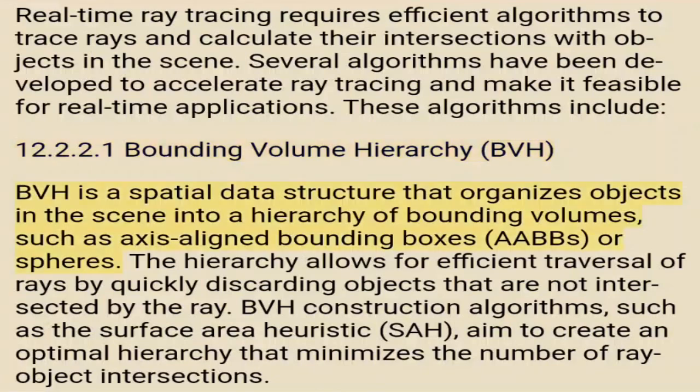BVH is a spatial data structure that organizes objects in the scene into a hierarchy of bounding volumes, such as axis-aligned bounding boxes (AABBs) or spheres. The hierarchy allows for efficient traversal of rays by quickly discarding objects that are not intersected by the ray. BVH construction algorithms, such as the surface area heuristic (SAH), aim to create an optimal hierarchy that minimizes the number of ray-object intersections.